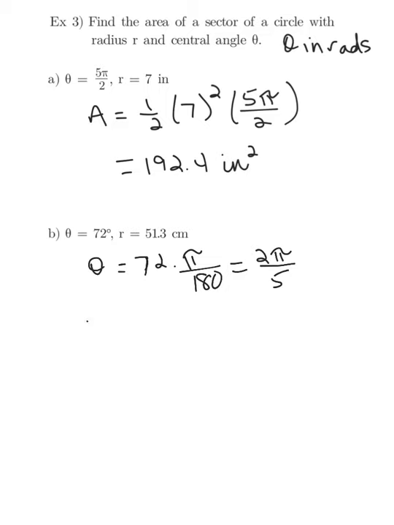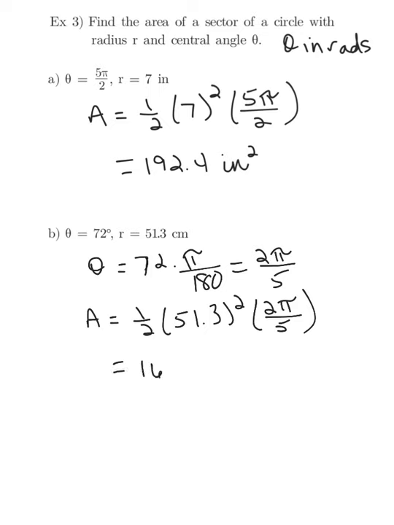Now to find the area, you're going to do 1/2 times the radius, 51.3 squared, times the angle measure, 2 pi over 5. Do that all on your calculator and you should get 1,653.5. Our units are centimeters, area means squared.